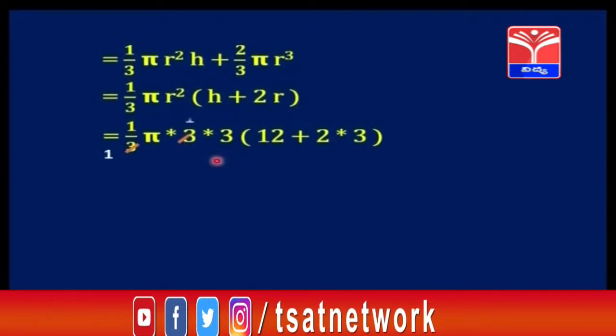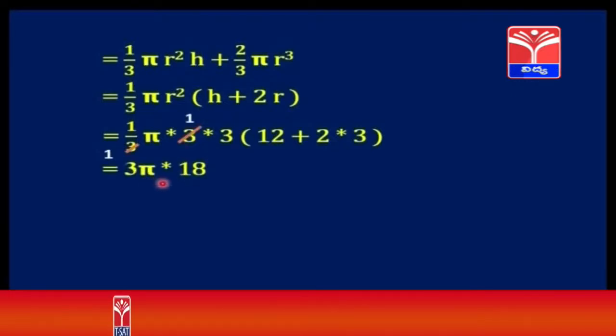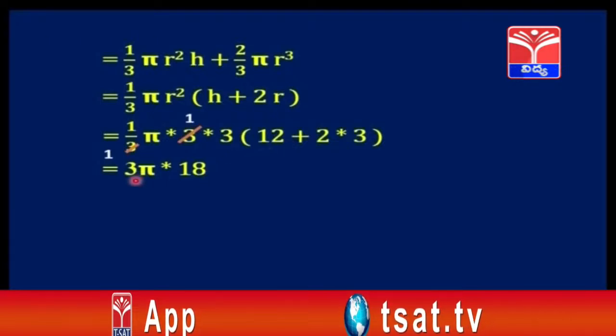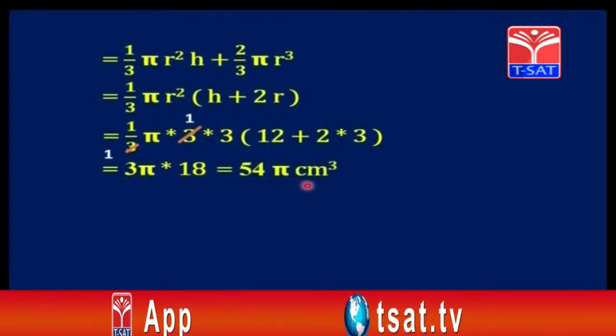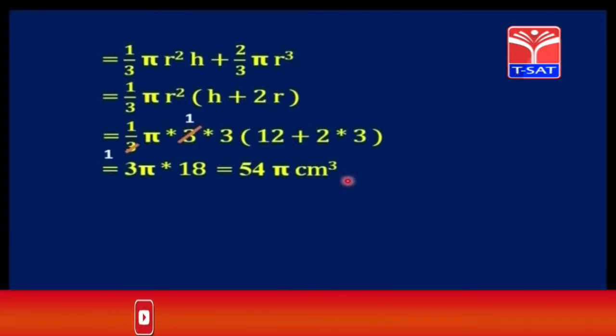So children, 3 get cancelled. So 3 pi plus 2 into 3, 6 plus 12, 18. Now 3 into 18 is 54 pi centimeter cube. Now this is the volume of the complete ice cream cone.